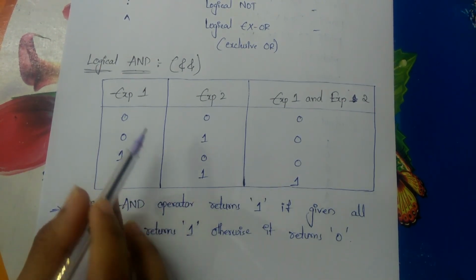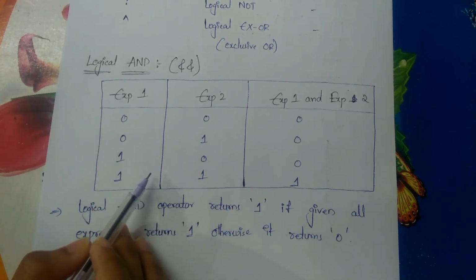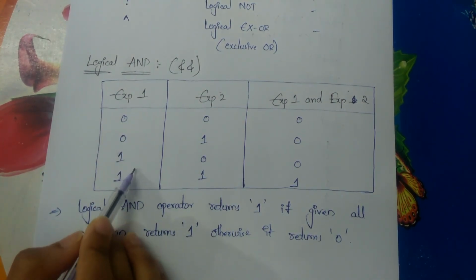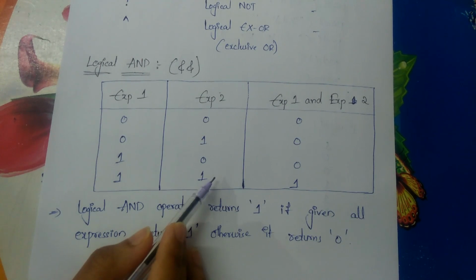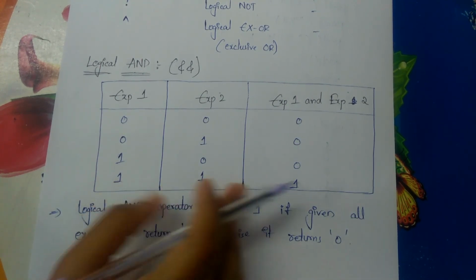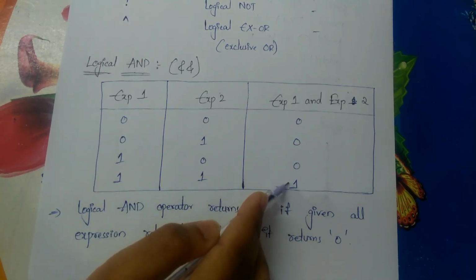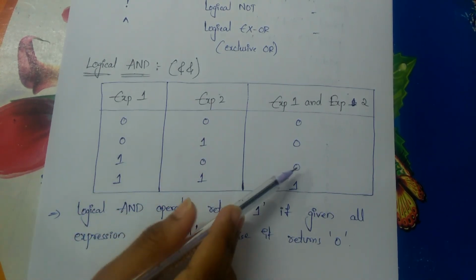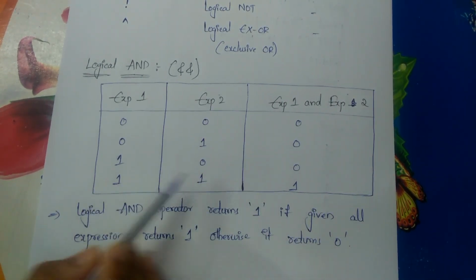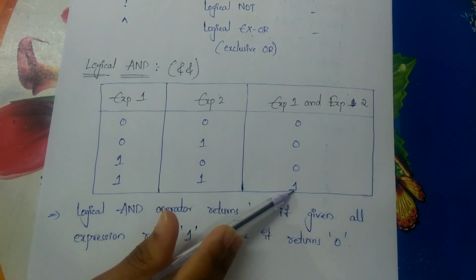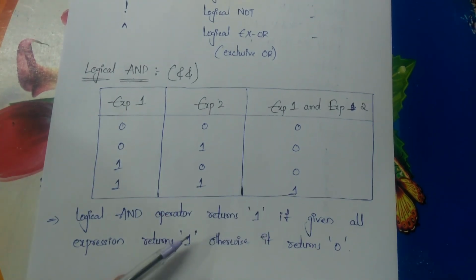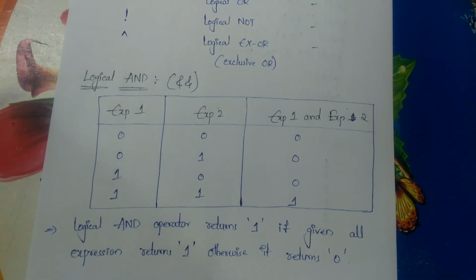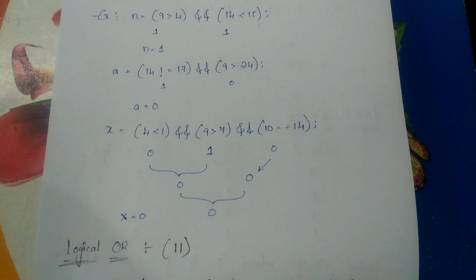So in logical AND, if all the expressions or statements are true, then it returns true, it returns 1. If any of the statements is false, then it returns false. There is only one case in which it returns 1. So this is the logical AND. Let's see an example on this.